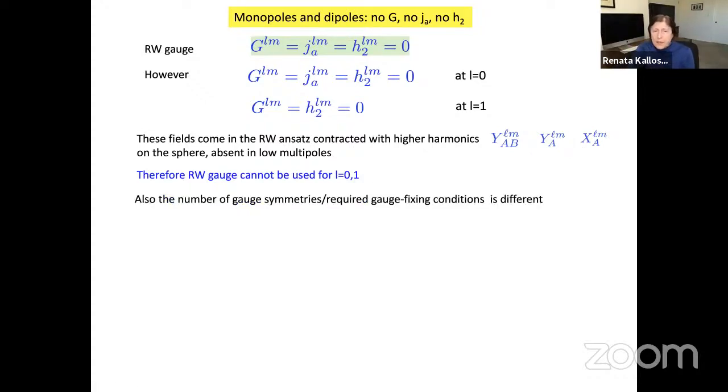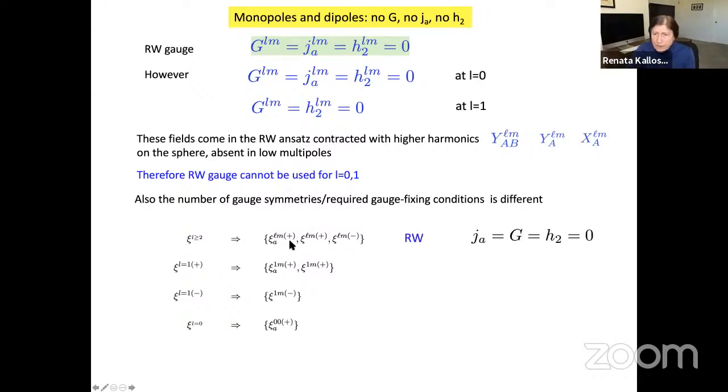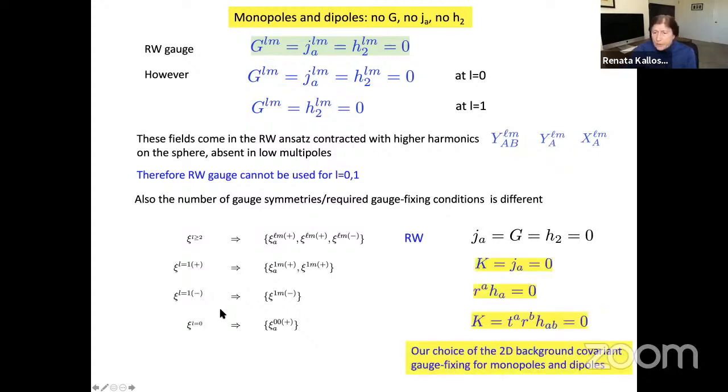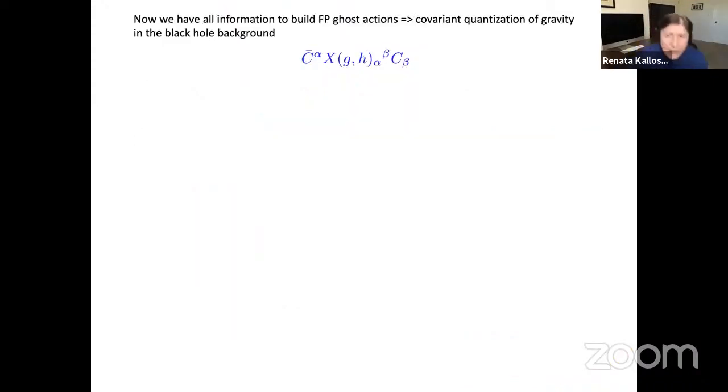And also the same happens with the number of gauge symmetries. They're different for low multipoles. Here is the list of all gauge symmetries, and there is a different list. And so this gauge, as devised by Regge-Wheeler, is not valid for dipoles, even in odd and monopoles. And we have found, after a number of attempts, something which looked a reasonable gauge. The advantage of this gauge, where we take K and G_A zero, or R_A H_A zero, and here we have a pseudoscalar, is that this choice is 2D background covariant, and therefore it allowed us a full gauge invariant analysis.